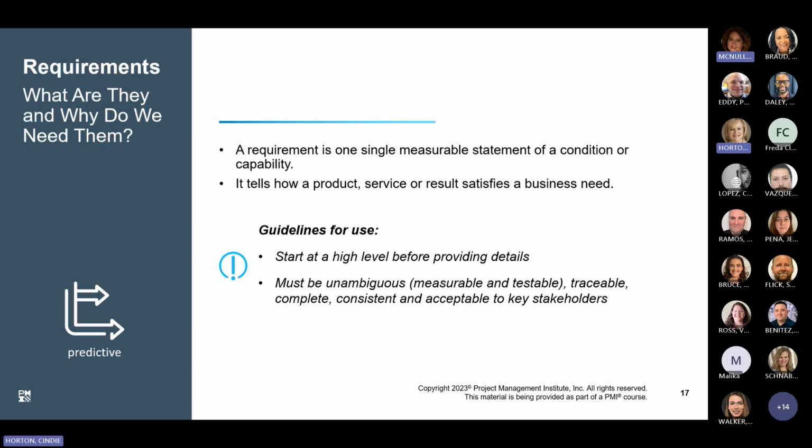Project managers rely on requirements to plan the scope of the project, right? So your requirements will inform your scope, okay? The guidelines of requirements include starting at a high level and then drilling down to the details. So envision the process like that of a funnel shape. You start very broad, and then you narrow the focus. It also includes driving for clarity, stating how the requirements will be measurable and testable, traceable, complete, consistent, and acceptable to the key stakeholders.